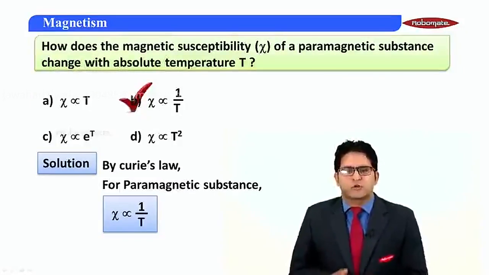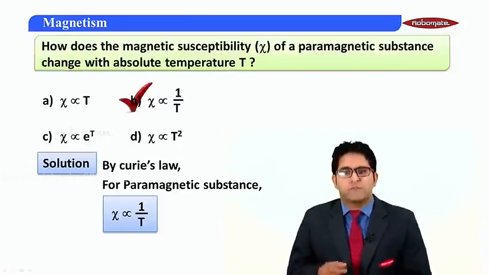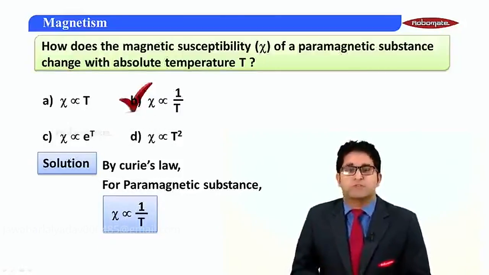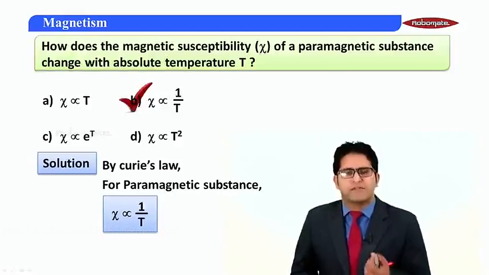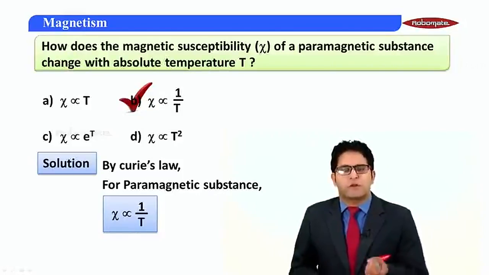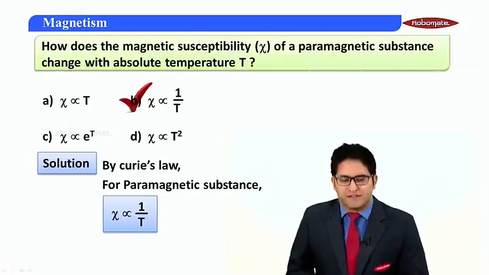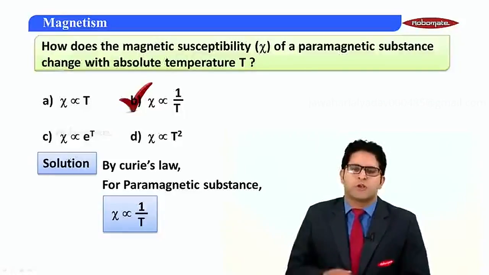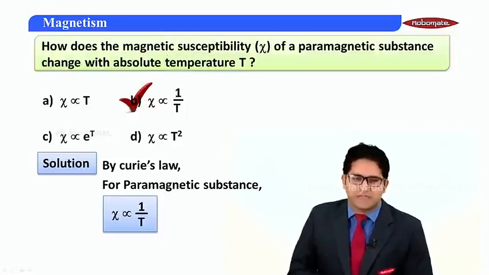Right? So students, in this particular module, we have learned multiple choice questions which were based on Curie's law. At the same time, we have learned one question which was based on magnetization and magnetic intensity. In the forthcoming module, we'll be learning several more MCQs. Till then, keep learning.